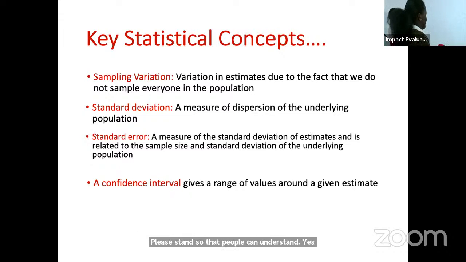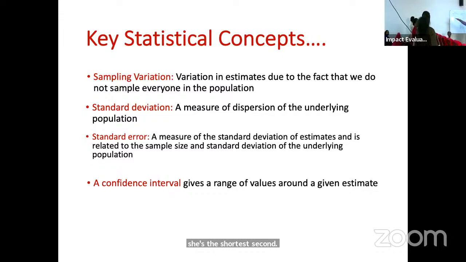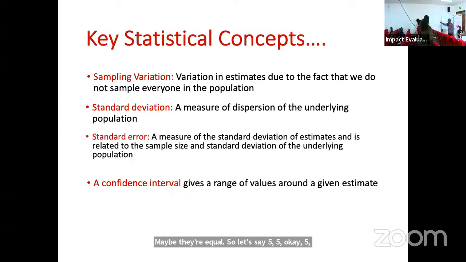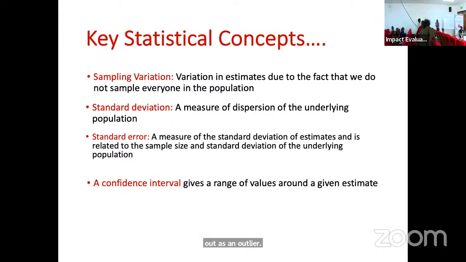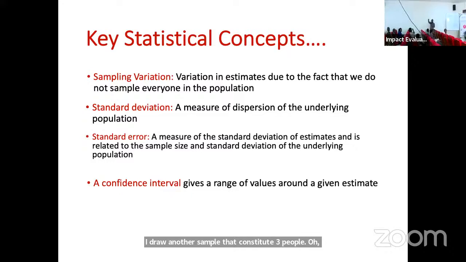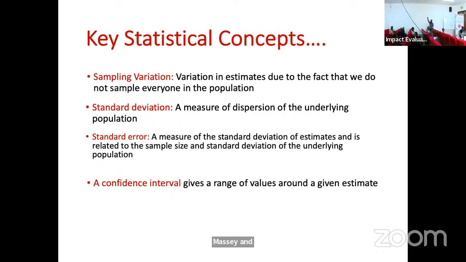What would you say? So if you take the average height, she's the shortest, second, maybe they're equal. So let's say 5'5", okay? 5'6", plus hers 5'5", let's say 5'4" average, because she becomes an outlier. That's the first sample, okay? 5'4", please sit. I draw another sample that constitutes 3 people. Our brother from South Africa, please stand, Mercy and Jane.